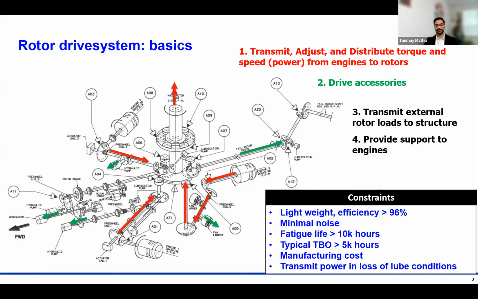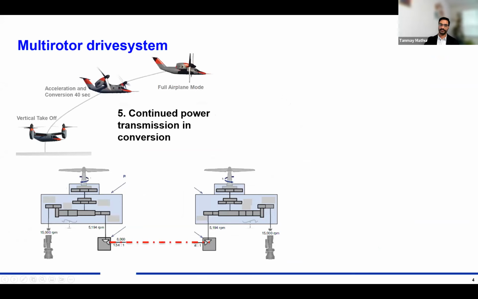Right. For the multi-rotor aircrafts, the drive system serves a few additional functions. So take, for example, the AW609 tilt rotor. The drive system must enable continued power transmission during this conversion from the takeoff to the full airplane mode. So this means that the entire prop rotor system, prop rotor gearbox, should be able to tilt about an axis so that the rotor mast axis is always aligned with the rotors on both sides.